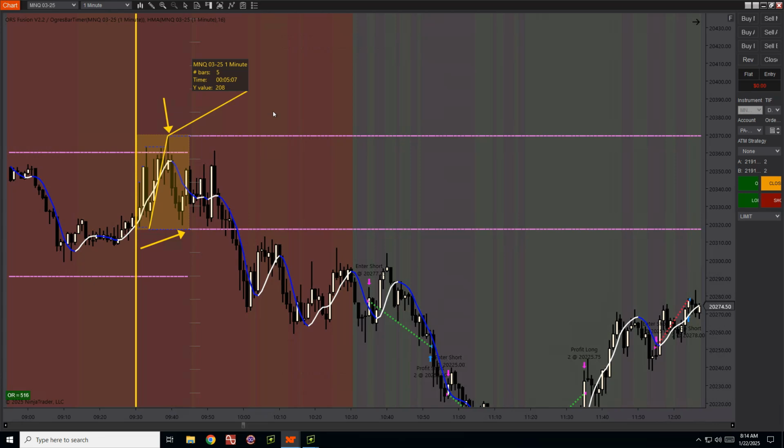So under 100 ticks we're not allowed to trade, and over 550 ticks this template will not trade. So we have that window between 100 and 550 ticks where we're allowed to start taking trades.